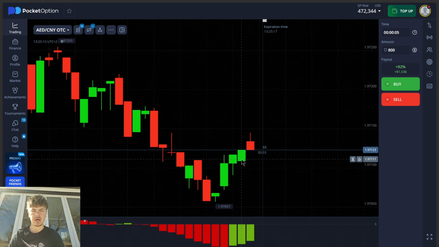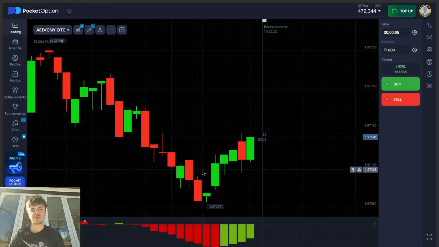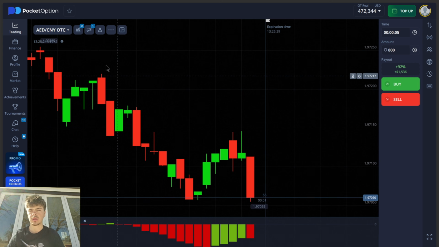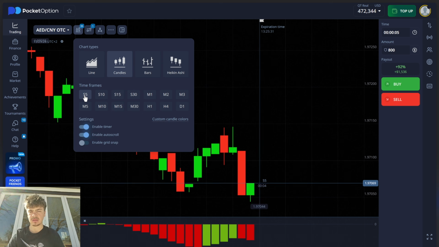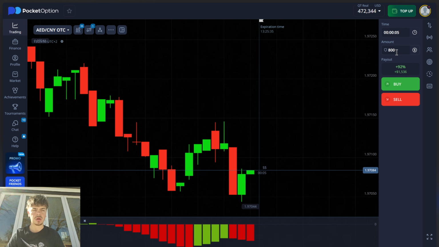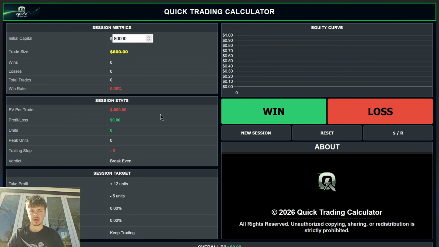So without wasting any time, let's get straight into the strategy. Now I'm going to break down a couple examples of this strategy, how it works, and then also take some live trades. What you need to do is come over here and make sure that you have selected the 5-second time frame as well as 5-second trades over here, and also calculated a good size that you can use, specifically using the quick trading calculator.